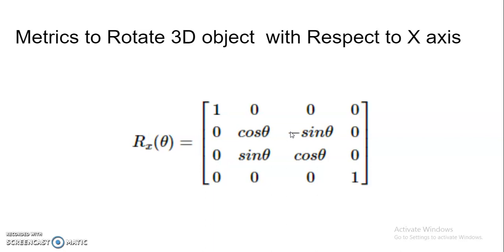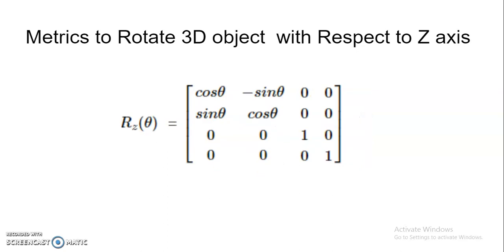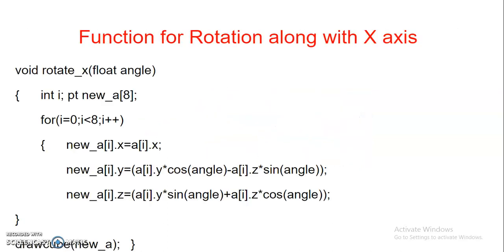After multiplication, we will get some equations, and every equation will return the new x value, new y value, and new z value of a particular point. Let's assume if you are providing a point and if you are multiplying that point's matrix with the rotation matrix, then we will get the new x, y, and z value of that point.